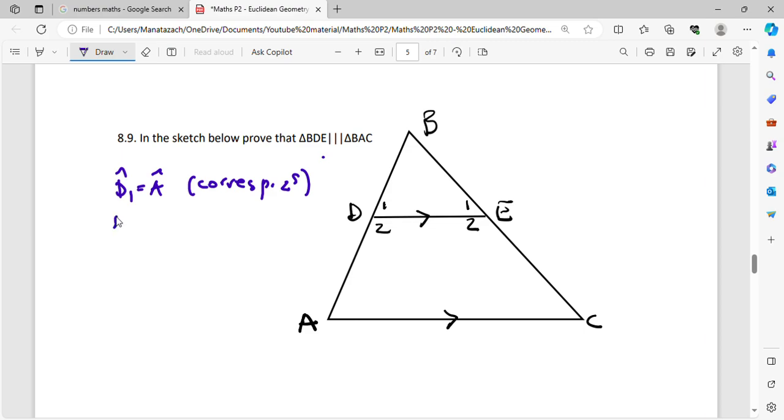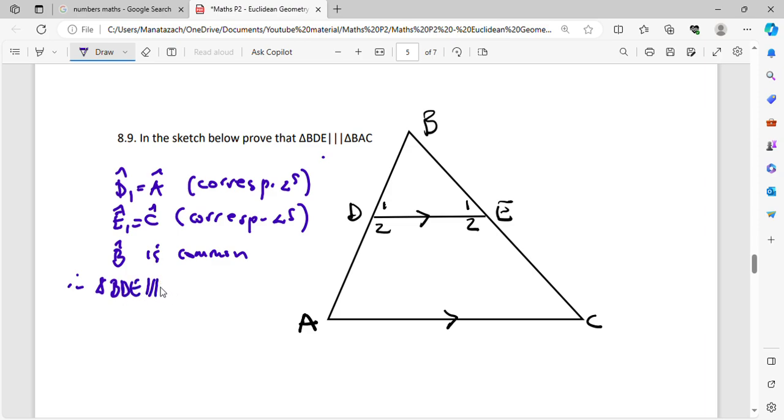Same thing with angle E1 is equal to angle C. The reason for that is corresponding angles also. And then angle B is a common angle for both triangles. Therefore, since we've met three conditions of similarity, triangle BDE is similar to triangle BAC. The reason is all the angles, angle, angle, angle. So that's it for this question.